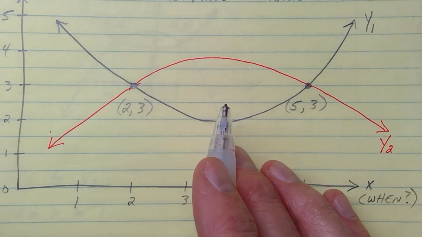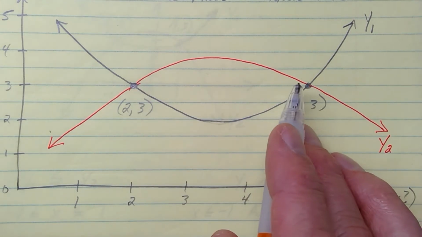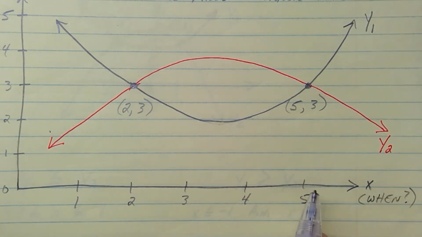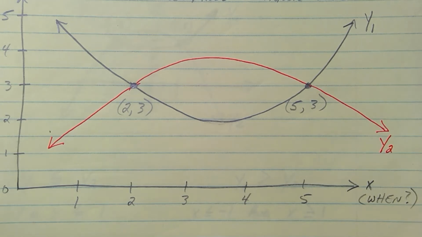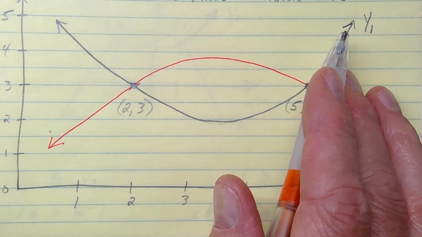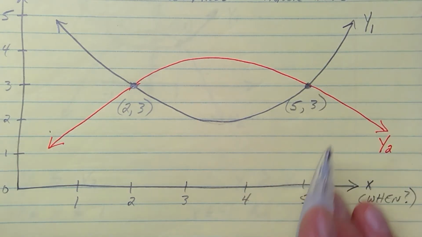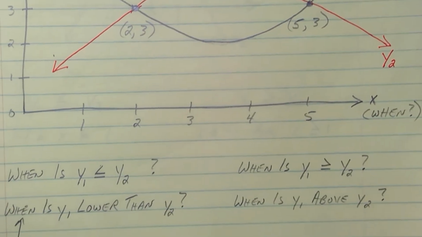If I was talking about when is y2 greater than y1, I'd be talking about this section here, and I'd say anytime that x is a number between 2 and 5. We're going to use the numbers on the x-axis to describe what section of the graph we're talking about. And if over here I said when is y2 less than y1, that means when is y2 below y1? Well, that's after 5. So that's all the numbers greater than 5, when x is greater than or equal to 5.